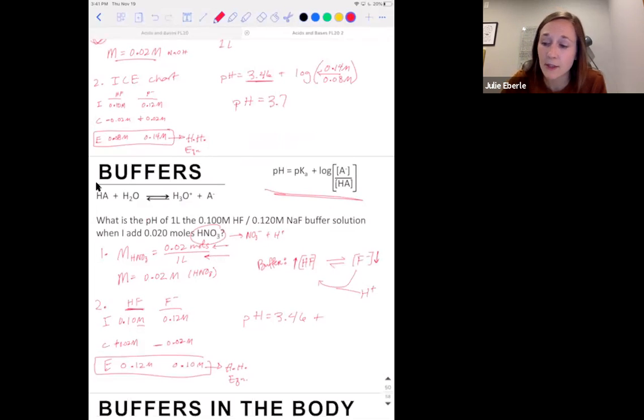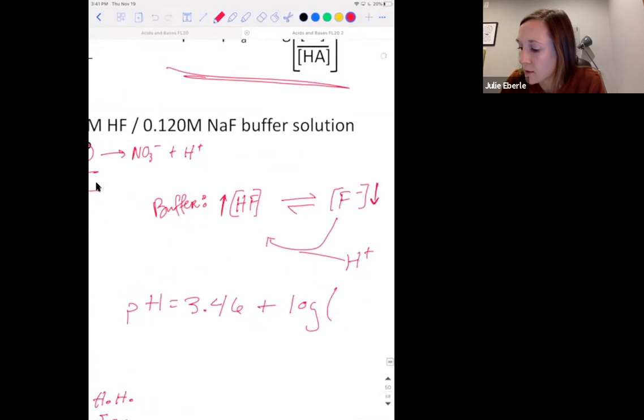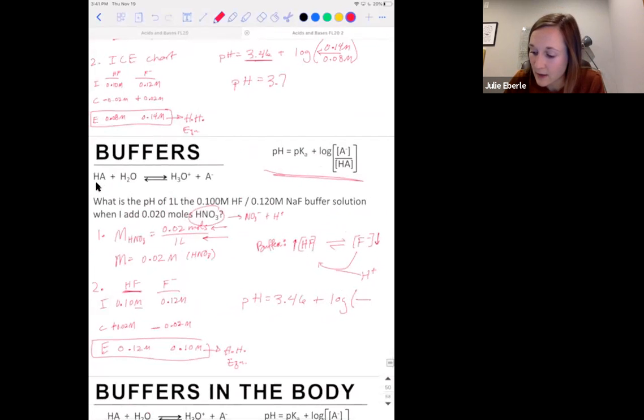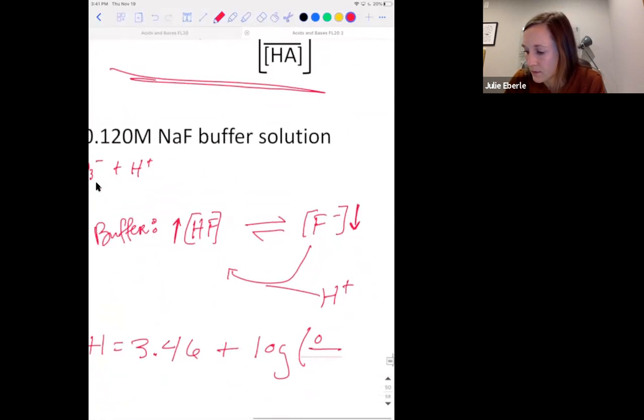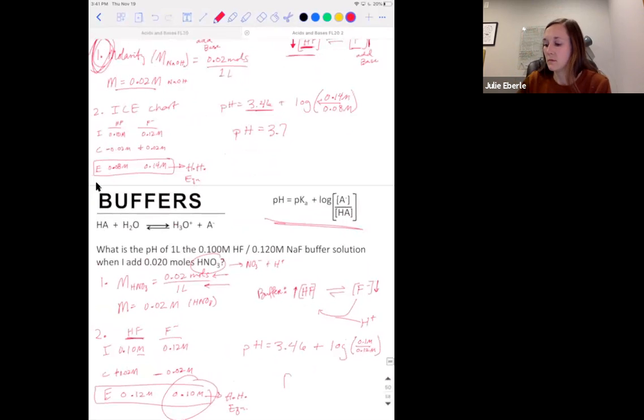So you always got to go back and get your pKa plus the log, what goes on top, what goes on bottom. Concentration of the conjugate base, which is F minus. So this one, 0.1 this time is going to go on top, and 0.12 is going to go on bottom. What do y'all get for the new pH?